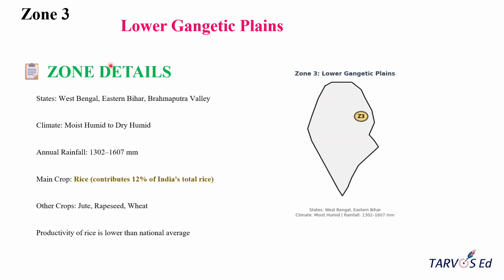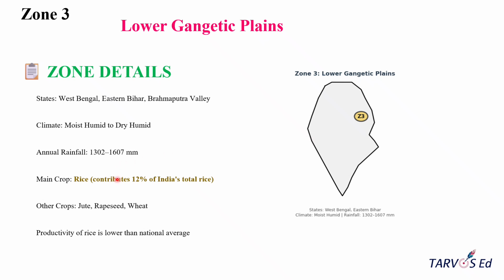Now coming to zone 3, the Lower Gangetic Plains. This zone includes West Bengal, Eastern Bihar, and the Brahmaputra Valley region. The climate here is moist humid to dry humid, with the annual rainfall between 1302 to 1607 millimeter. It's less than the Eastern Himalayan region, right? But still enough for intensive cultivation.